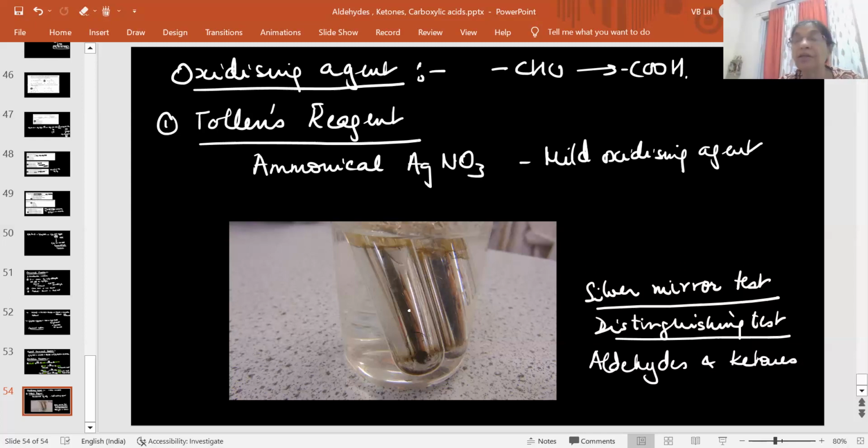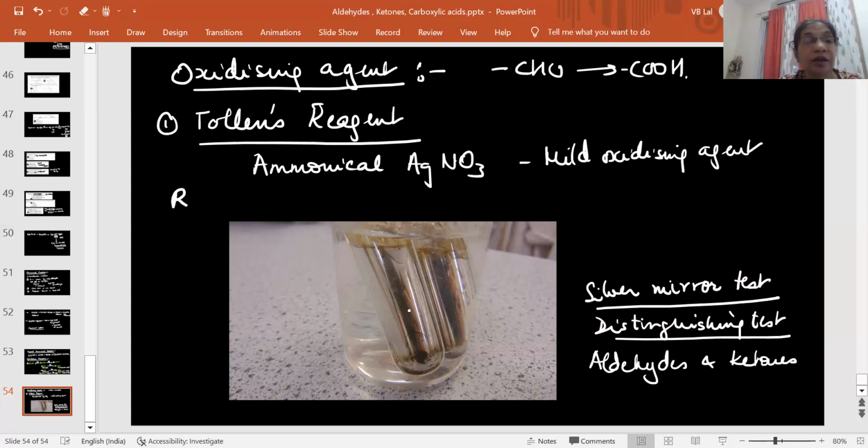Now, how do we write the reaction? The reaction here is a little complicated. You will have to memorize it. There are easy ways of writing, but they are not accepted in your report. So you will have to learn this long reaction.